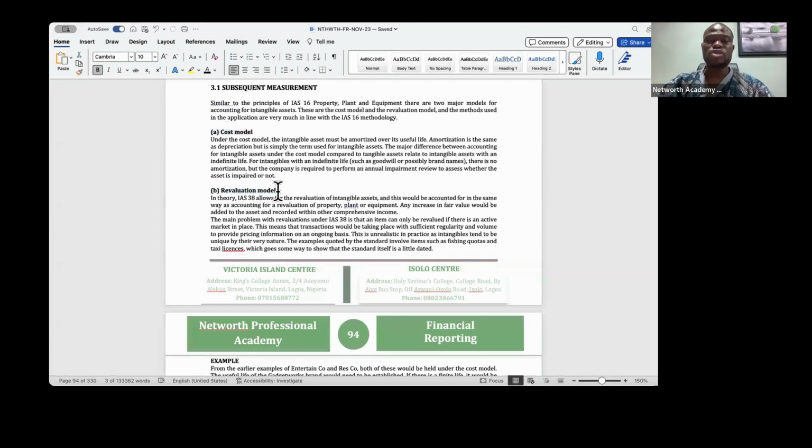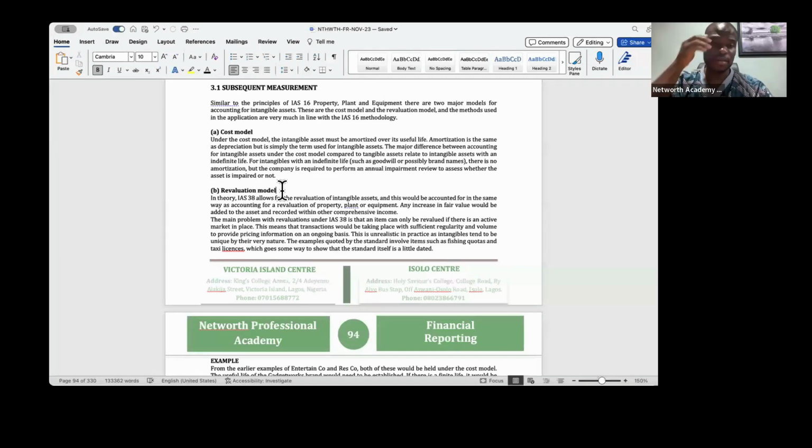For the revaluation model, we said usually it is fair value or revalued amount minus subsequent accumulated amortization minus subsequent accumulated impairment losses. The difference here, again, is that we are using amortization instead of depreciation. That's just the difference.